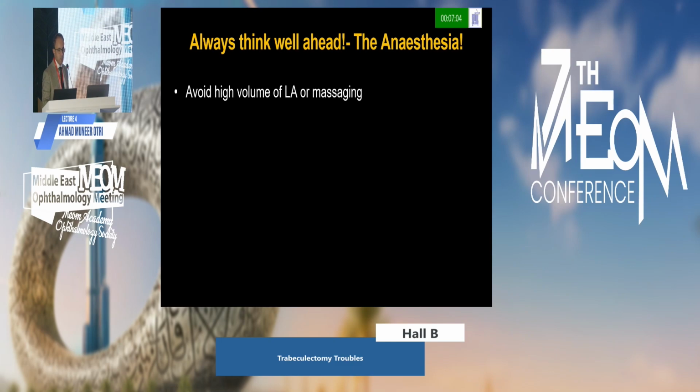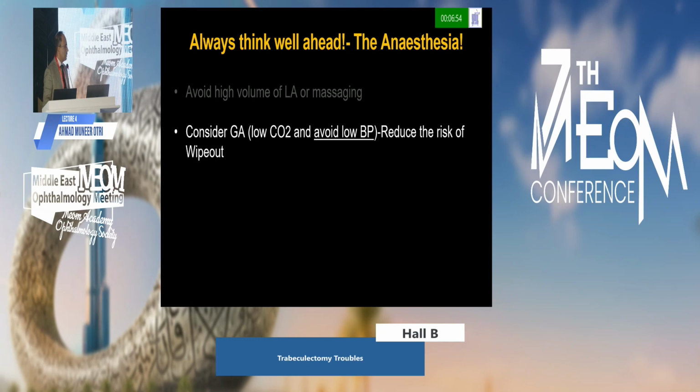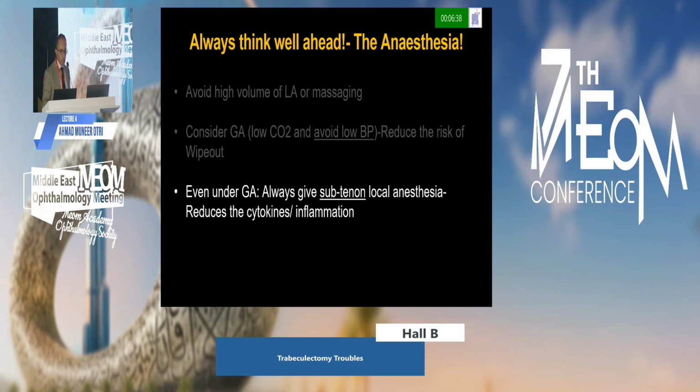We'll think from the first step: avoid high volume local while doing the trabeculectomy, especially for advanced cases, to reduce the chances of wipeout, and avoid massaging. Consider GA if you would like to reduce the risk of wipeout, but if you are considering GA, you have to ask the anesthetist to avoid low blood pressure during the GA and avoid high CO2. So aim for low CO2 GA to reduce the risk of wipeout. And even if you are doing it under GA, you have to give local at the end to reduce the inflammation and the pain related cytokine production, which can lead to more scarring.